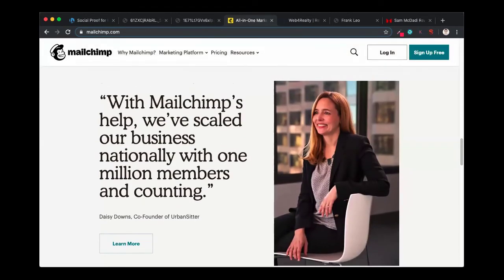MailChimp, many agents actually use MailChimp for email marketing. You'll notice on their website that, right on the homepage, they have a case study. They showed a co-founder of a company, and they said, with MailChimp's help, we've scaled our business nationally, et cetera, et cetera, et cetera. And you can learn more. This is exactly what I'm talking about.